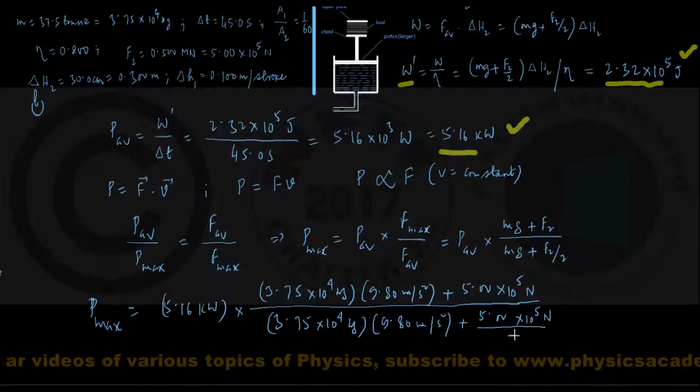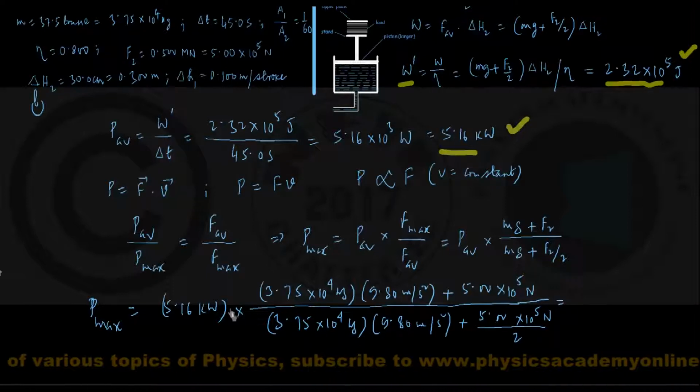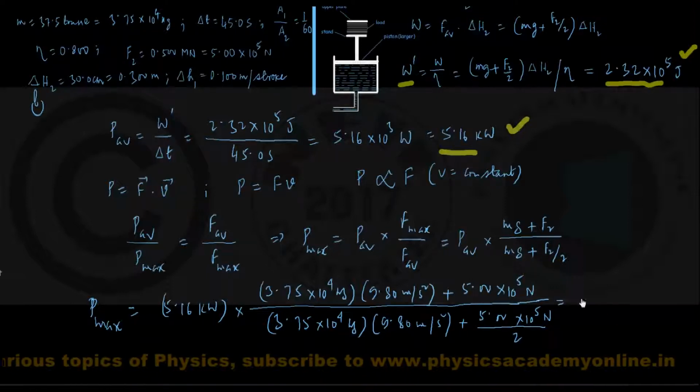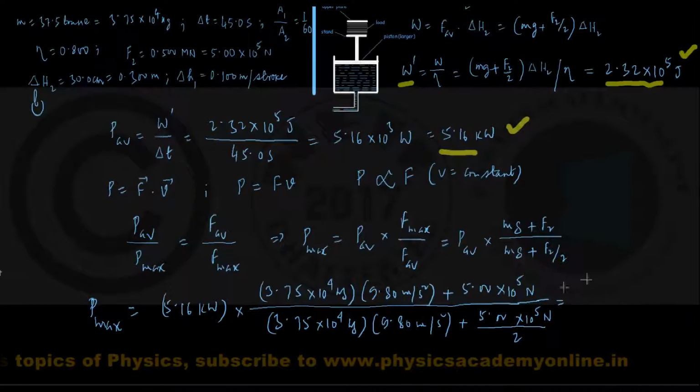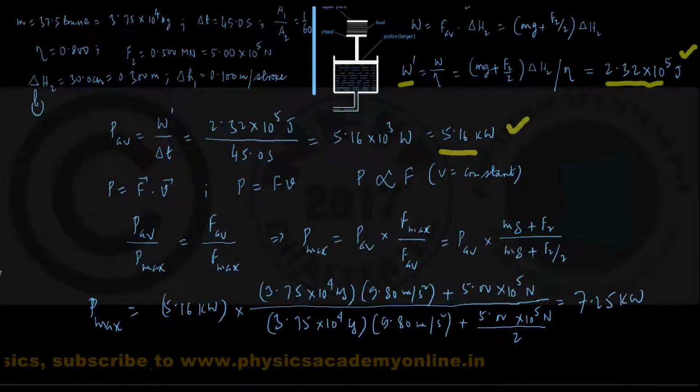this quantity divided by 2. Just a little bit of laborious calculation, nothing else, and show that Pmax I am getting to be 7.25 kilowatt in 3 significant figures. Just confirm this. This is the answer of the second part within part B. So let's look at it once again.